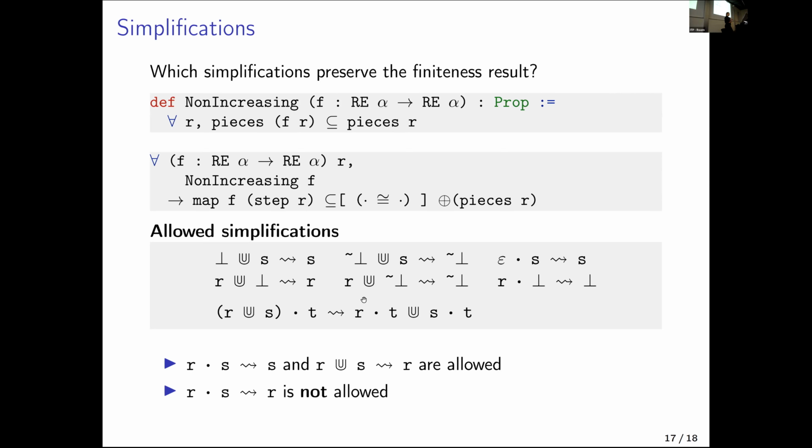And just one simplification which is not allowed is something of this form, which again, if you instantiate S with epsilon here, for example, would be a reasonable rule, but it's not such a big problem because, as I said, there is this syntactic correspondence between pieces and the actual derivative function. So we would actually like to have the simplification rule which is allowed, where the epsilon is on the left-hand side, not on the right-hand side.